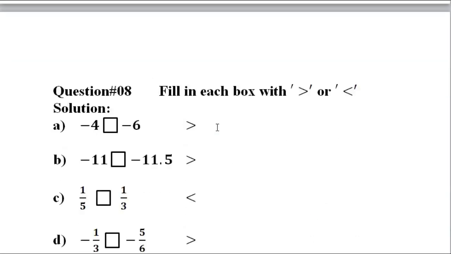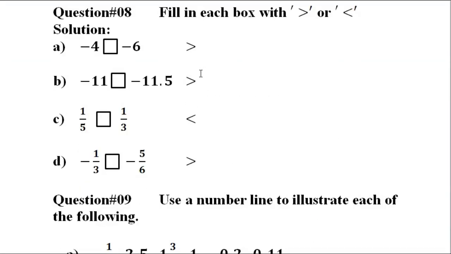Moving on to question number 8, the statement of the question is as follows. Fill in each box with greater than or less than symbol. Now, the first part is negative 4 and negative 6. As we know, the more you move towards negative numbers, the lower the value of the number. Therefore, I will put the greater than symbol between negative 4 and negative 6, and I will read it as negative 4 is greater than negative 6, or negative 6 is less than negative 4.